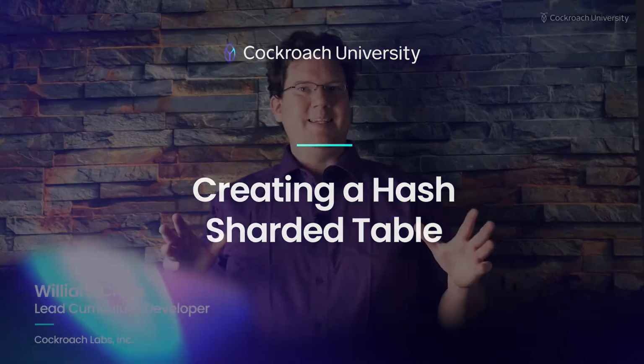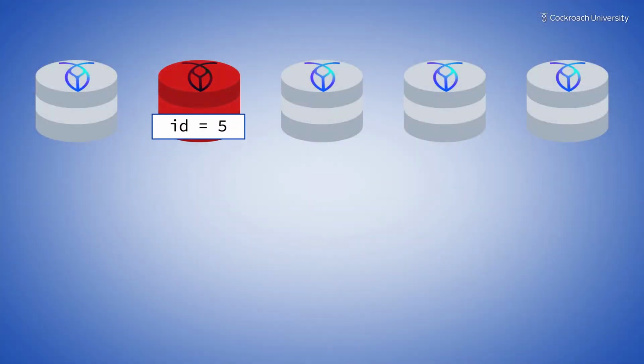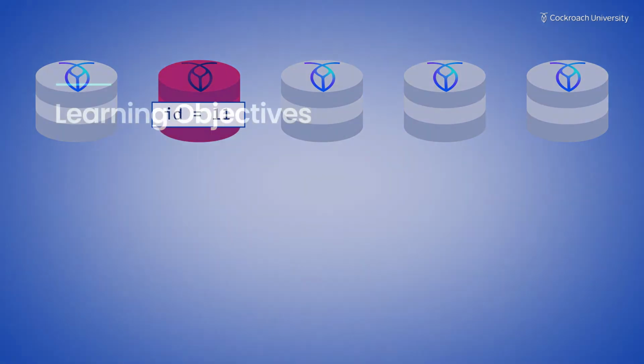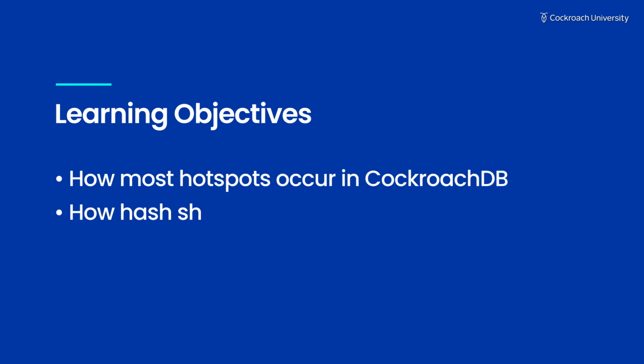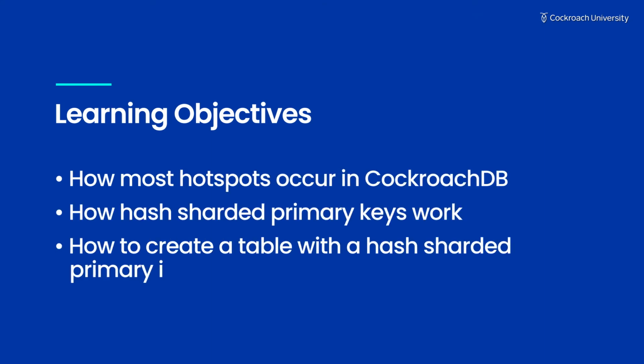Creating a hash sharded table. Hotspots are a term we use for a workload that doesn't scale out when you add nodes. A major cause of hotspots, and the one that we'll focus on in this lesson, is monotonically increasing index keys, particularly primary keys. In this lesson, you will learn how most hotspots occur in CockroachDB, how hash sharded primary keys work, and how to create a table with a hash sharded primary index.